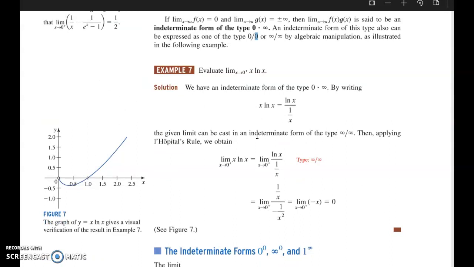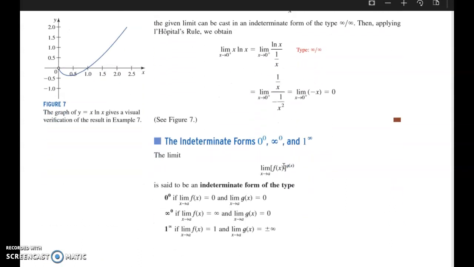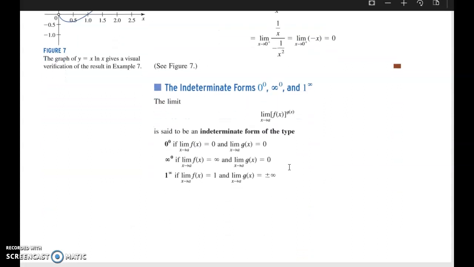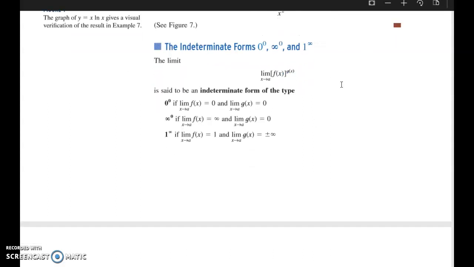We have done this problem also. So next I am going to do the indeterminate forms, 0 raised to 0, infinity raised to 0 and 1 raised to infinity. What is it that we have to solve in this type of problem?